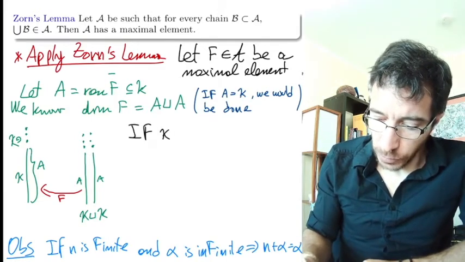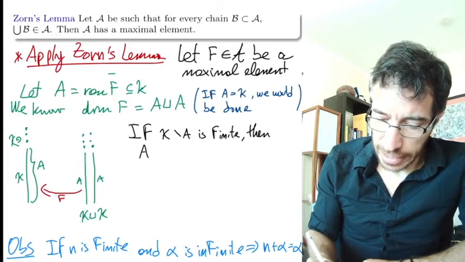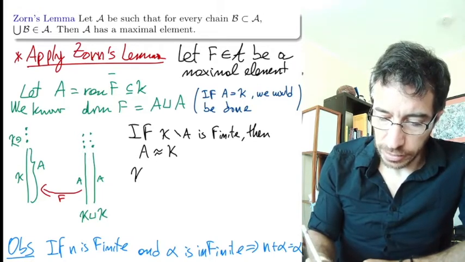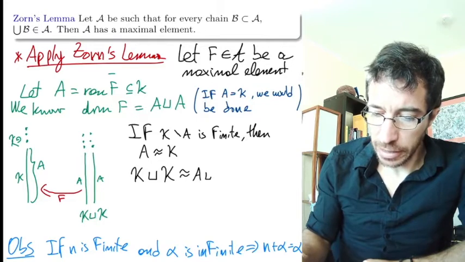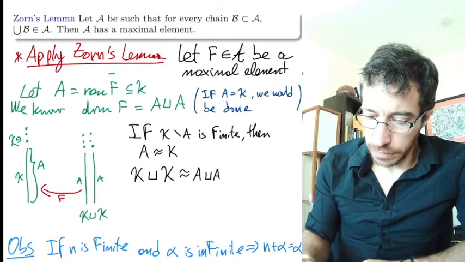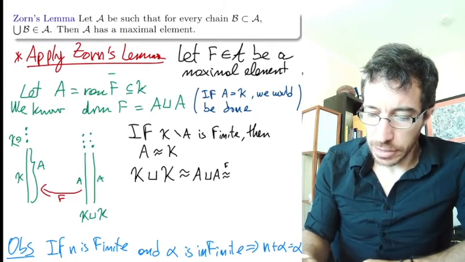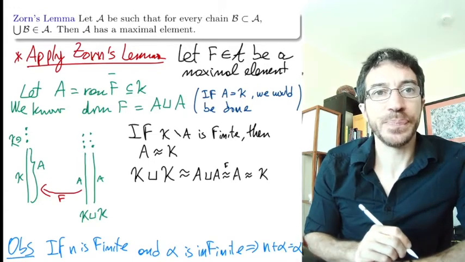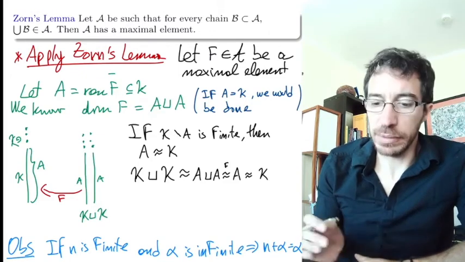Okay, so I'm not going to go into details on that one, but essentially what I'm saying here is that if kappa without A is finite, then we must have that A is equinumerous to kappa, and then we will have that kappa disjoint union kappa is equinumerous to A disjoint union A, because they are equinumerous, and our function f is a bijection between these and A by itself, which will be equinumerous to kappa. Okay? So in that case, if it's finite, it's not a big problem.